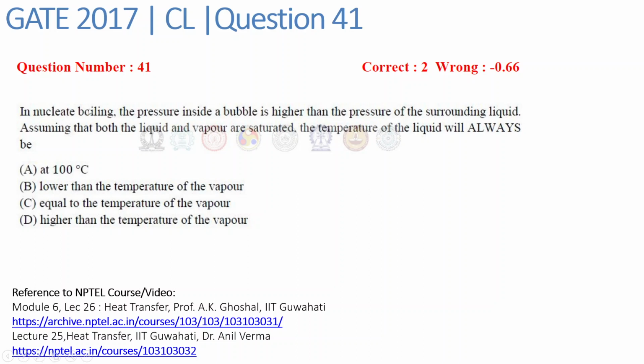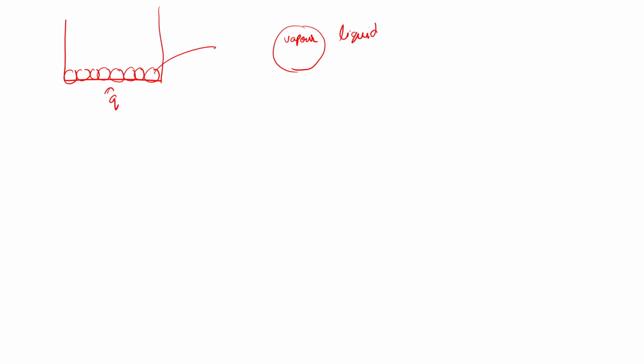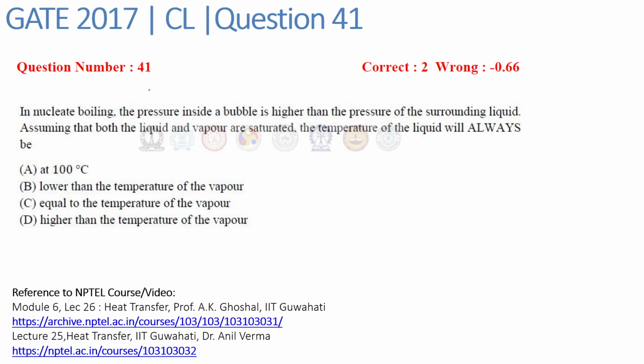So for this given case of nucleate boiling, we have to find the temperature correlation between the liquid and the vapor inside the bubbles. So let's look. In nucleate boiling, we know that if this is my heat source, then these bubbles will start to form. Let's consider one such bubble. This is my vapor and this is our liquid, and in the given question we have been given that the pressure inside the bubble is higher than the pressure surrounding the liquid.